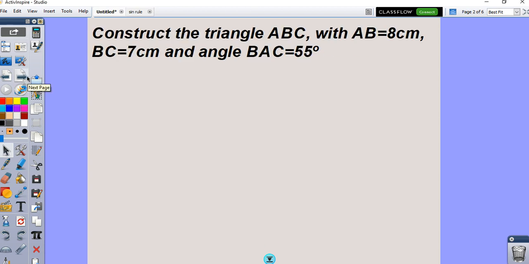Let's say we want to construct a triangle ABC with AB being 8 centimeters, BC 7 centimeters, and the angle BAC as 55 degrees. Before we do that, let's try a little sketch so that we appreciate what we're dealing with. So we draw a little sketch that is not to scale. Let's say that this is AB and this is the vertex C. This would be 8 centimeters. This would be 7 centimeters. And this angle is 55 degrees. So let's start.